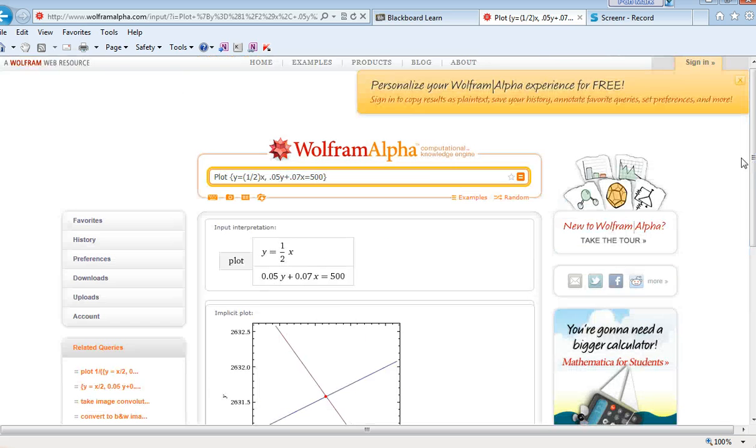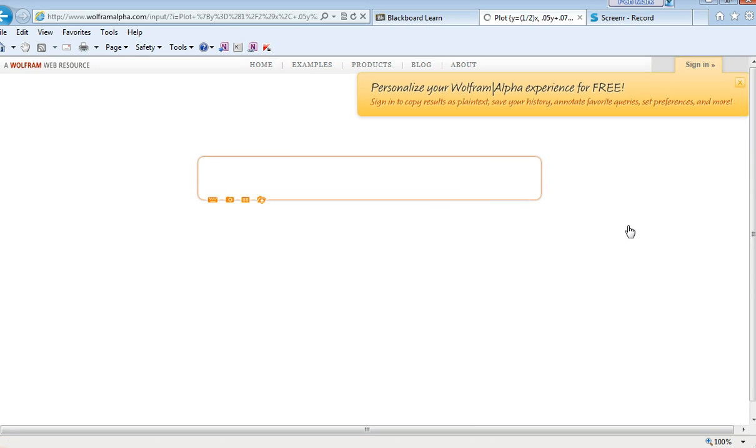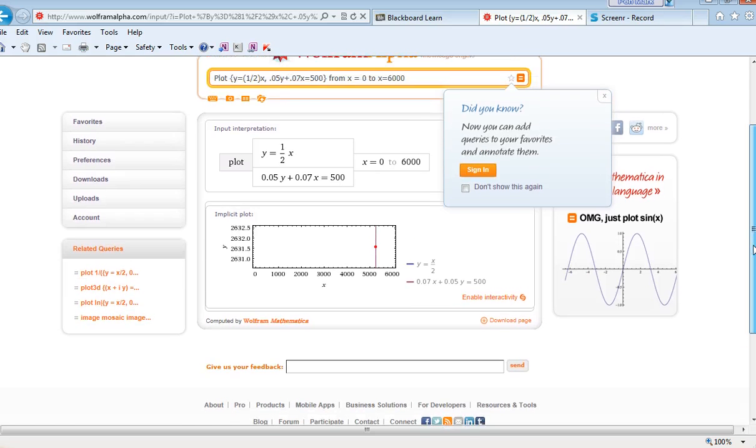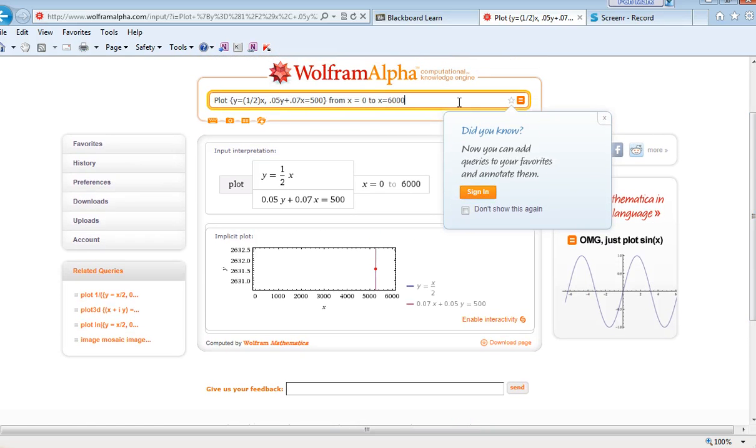To get a different looking window, if you now type in from x equals, let's just say 0 to x equals 6,000. That way we just basically are representing the first quadrant. And that doesn't turn out to be too good. I know there's a way that you can also set the range, the y values. You may have to play around with that. I think we're getting something funky because of the way we're asking it to graph. So let's just scratch that.